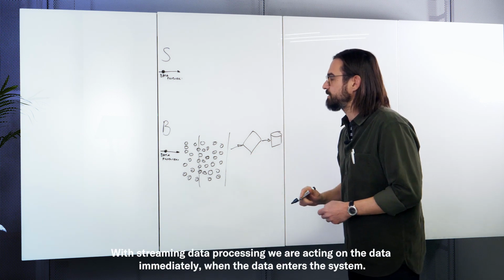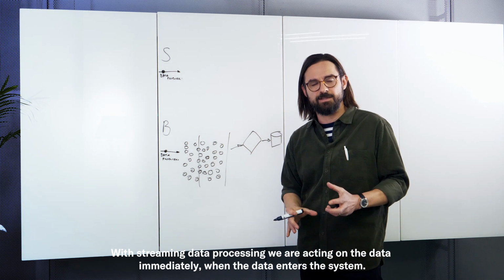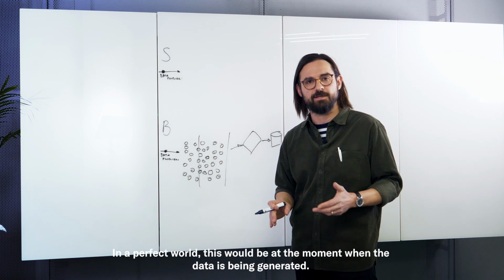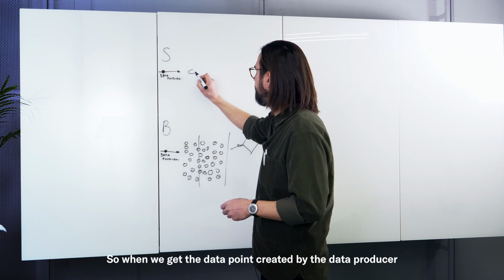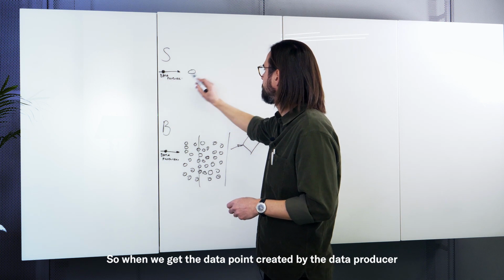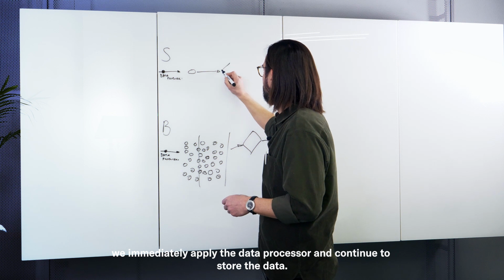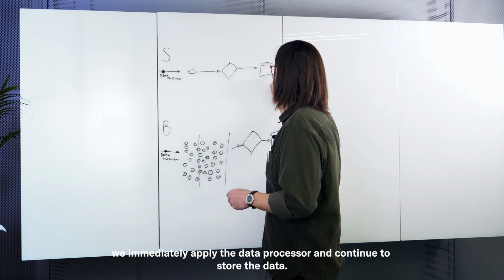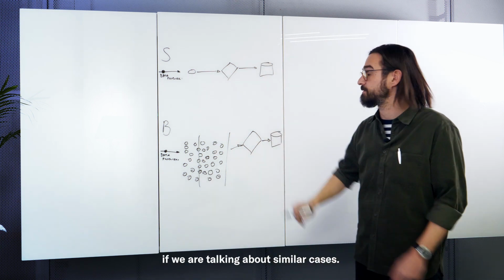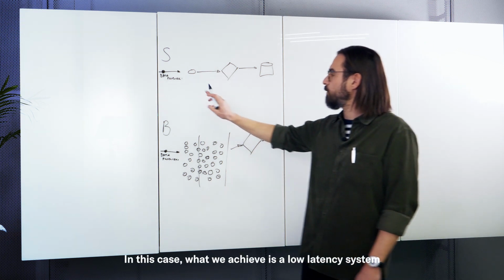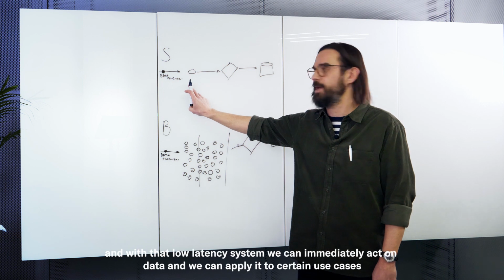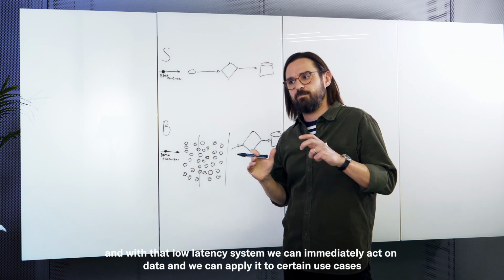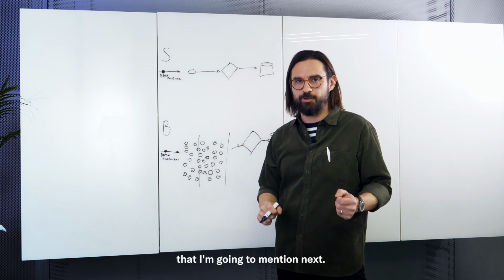With streaming data processing, we are acting on the data immediately when the data enters the system. In a perfect world, it would be at the moment the data is being generated. So when we get the data point created by the data producer, we immediately apply the data processor and continue to store the data, if we are talking about similar cases. In this case, what we achieve is a low latency system. And with that low latency system, we can immediately act on data and apply it to certain use cases that I'm going to mention next.